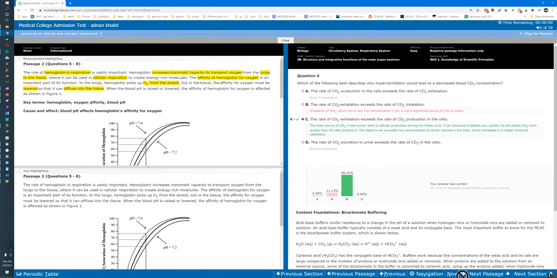Alright, this one, hyperventilation just means that you're breathing really fast. So the rate at which you exhale CO2 is faster than the rate at which CO2 is produced in the cells, by the way, by cellular respiration. So, yeah, that's why it would lead to less blood CO2, right? Because you're getting rid of the CO2 faster than it goes into your blood.